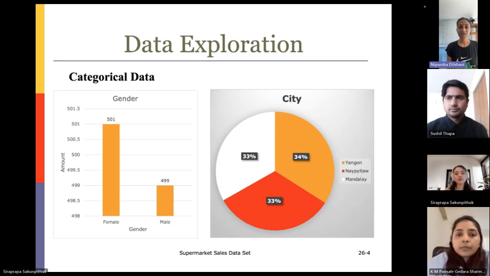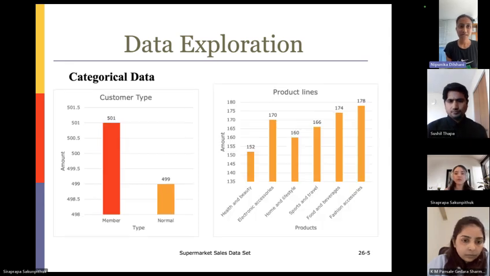In the next graph you can see the cities the data set covers. There are three cities, Yangon, Naypyidaw, and Mandalay, and the distribution is almost the same in all three, around 33 percent. Moving to the next slide, we can see how the customer type is distributed. There are two kinds of customers, members and normal customers. The majority are members, while the normal customers are around 499.